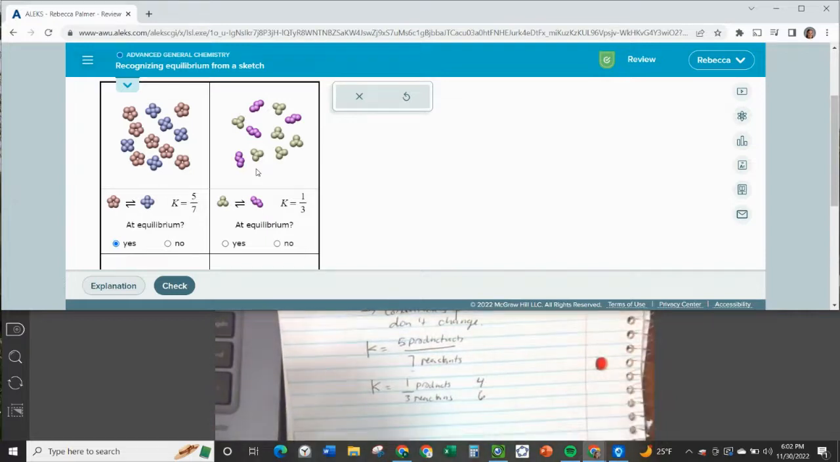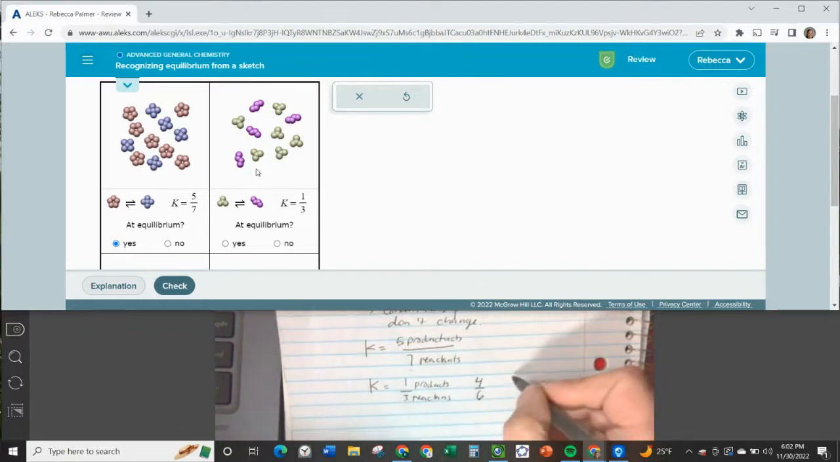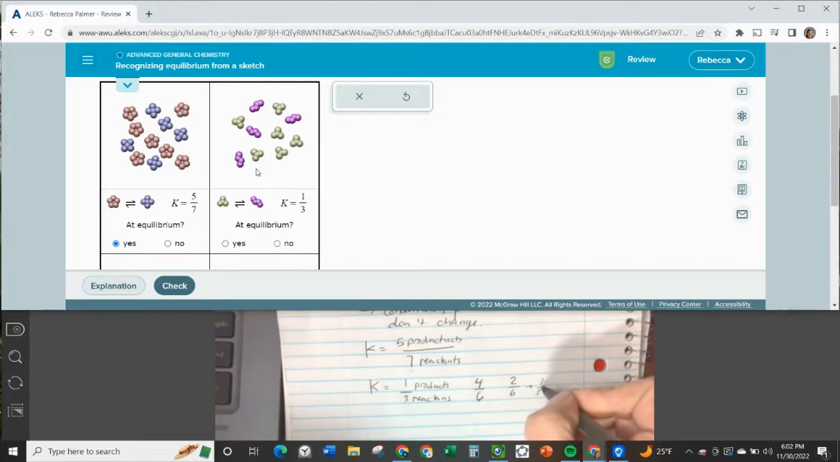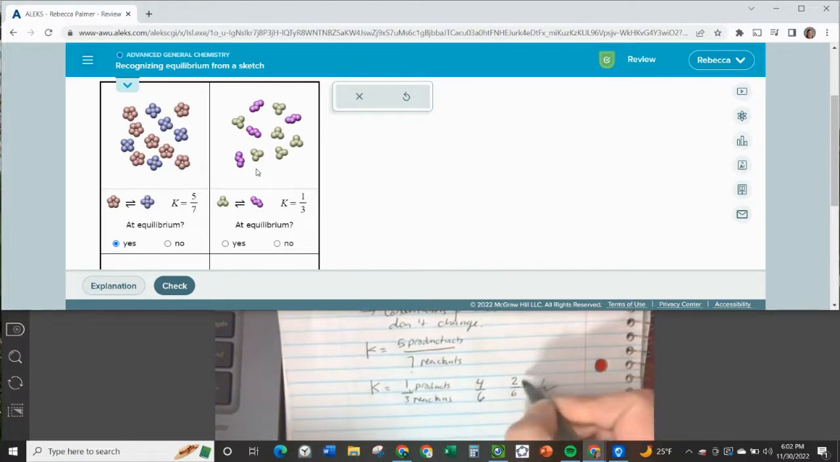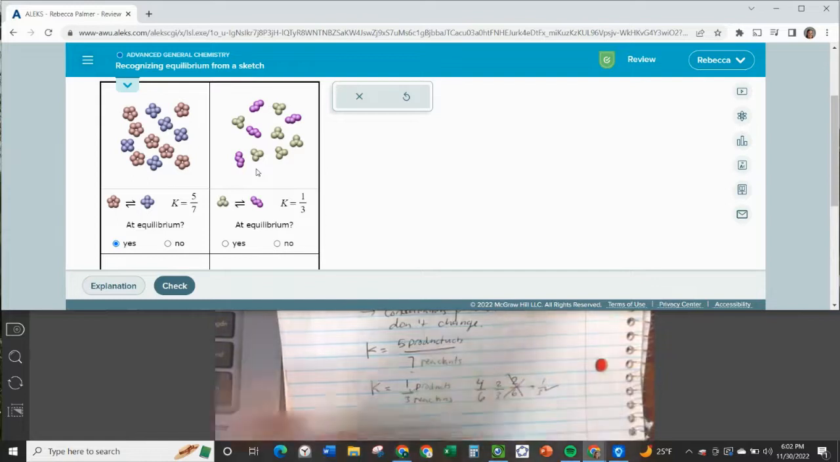For 6 reactants. So this doesn't simplify to 1/3. You want to make sure that it doesn't simplify. But if it was something like 2/6, then that would simplify to 1/3, and that would work. Okay, so if it simplifies, but this one didn't simplify. We have 4/6, which simplifies to 2/3. So that is not at equilibrium. So we just put no, it's not at equilibrium. Doesn't match its equilibrium constant.